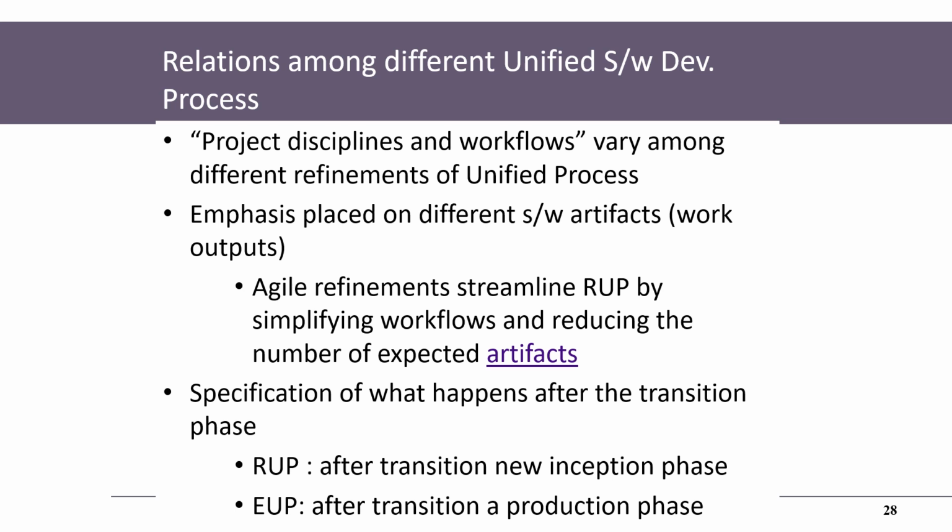Specification of what happens after transition of the phase. RUP goes after transition to a new inception phase; the Enterprise Unified Process goes after transition to the production phase. It may go on, and maintenance may also follow another cycle. It's not the end. Probably the maintenance people may do it in a different way. Re-engineering could also happen.